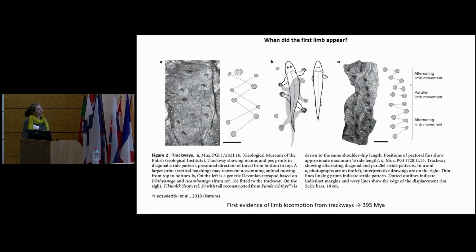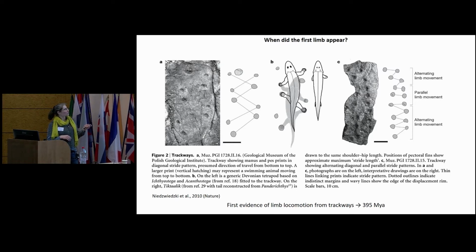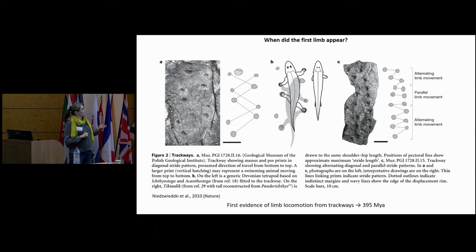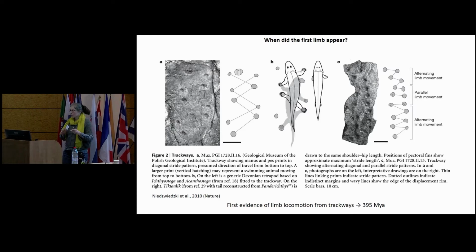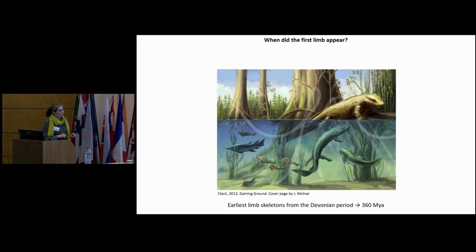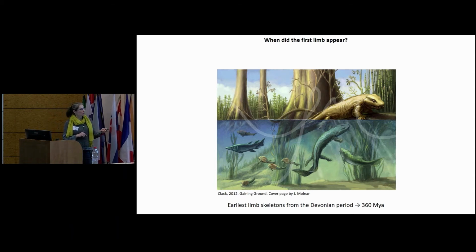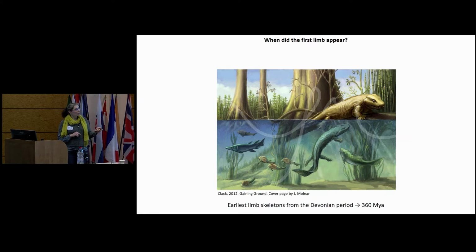So when did the first limb bone appear? We know that from 395 million years ago we have some traces of trackways, prints of limbs with digits, in this locality from Poland. But we don't have any bone associated with this locality. So the earliest limb bone that we could get dates from 360 million years ago, and this is from the group of Acanthostega and Ichthyostega.